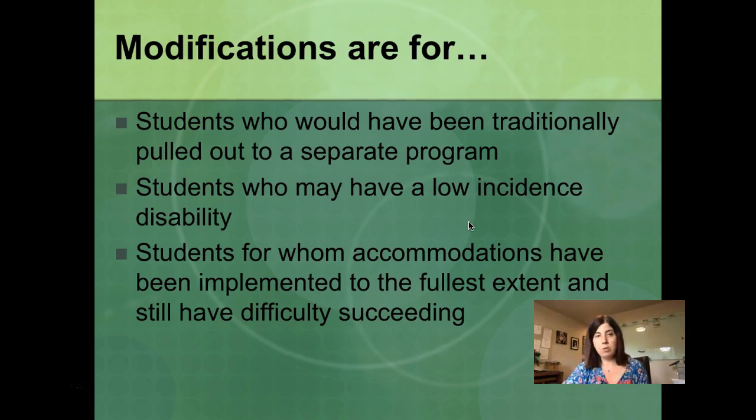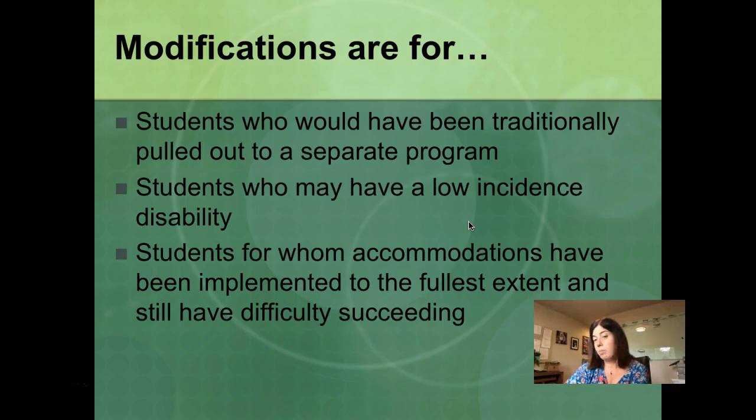Modifications, for the most part, are going to be for students who would have been traditionally pulled out into a separate program, so a resource room or a specialized classroom. So modifications are going to provide them access to the general education classroom with their peers in that least restrictive environment. It might be for students who may have a low incidence disability, like a hearing loss or vision loss, something like that. Students for whom accommodations have been implemented to the fullest extent and they're still having difficulty.